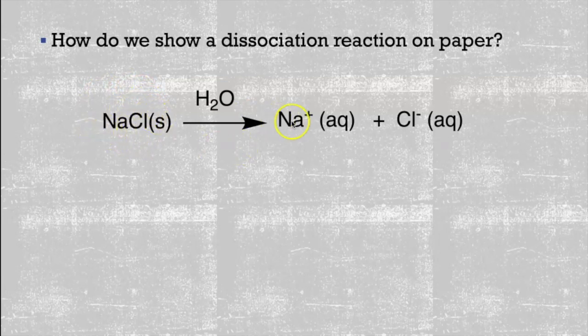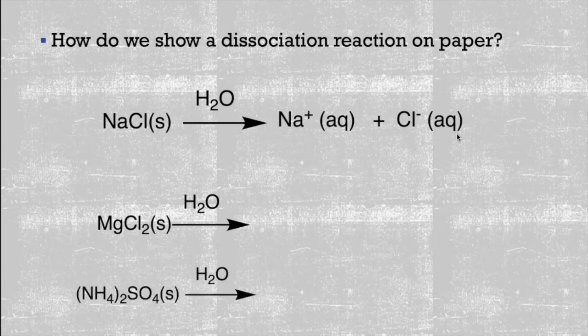So now our product is a sodium plus cation and a chloride minus anion in aqueous solution. So pause the video here for a minute and attempt to predict the product for the following reactions. So let's look at the product and the process for the first reaction, magnesium chloride dissolving in water.